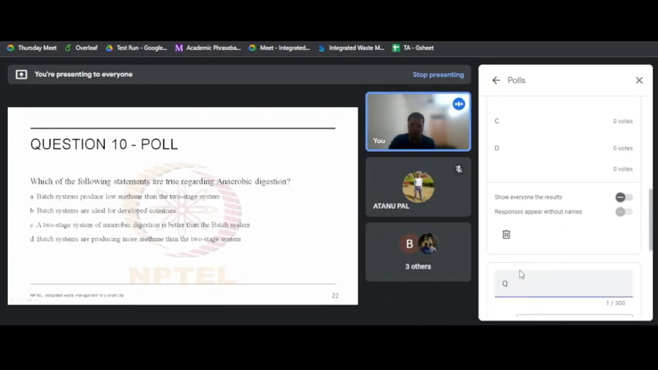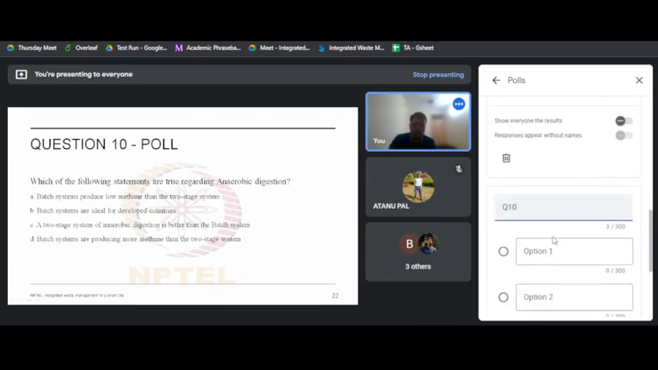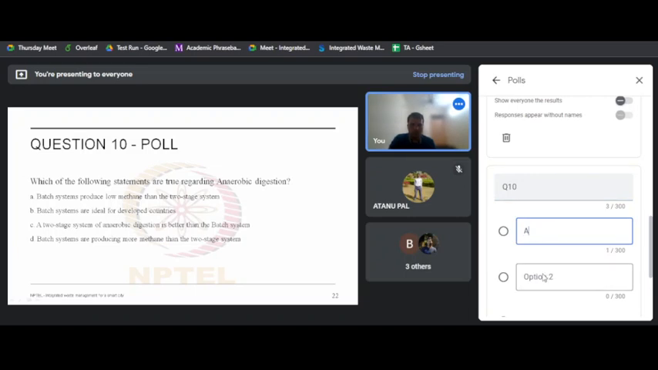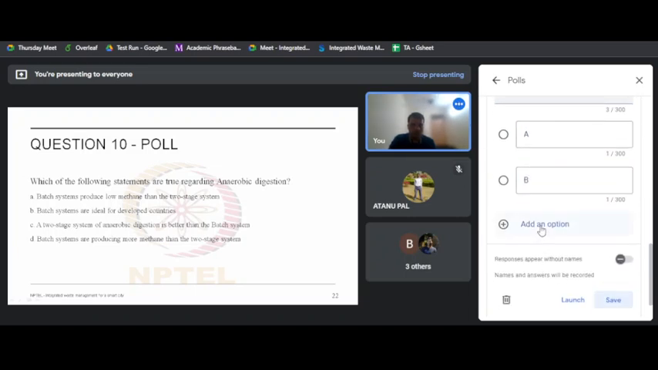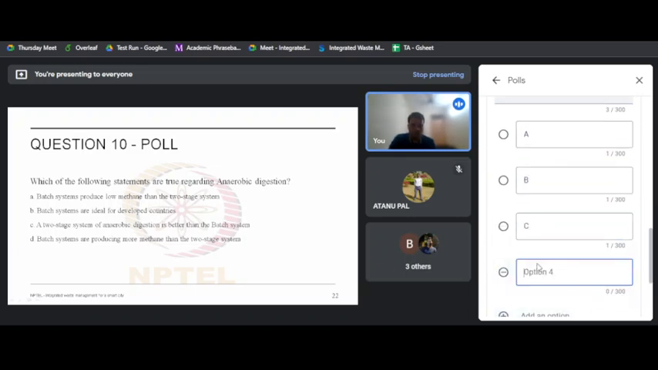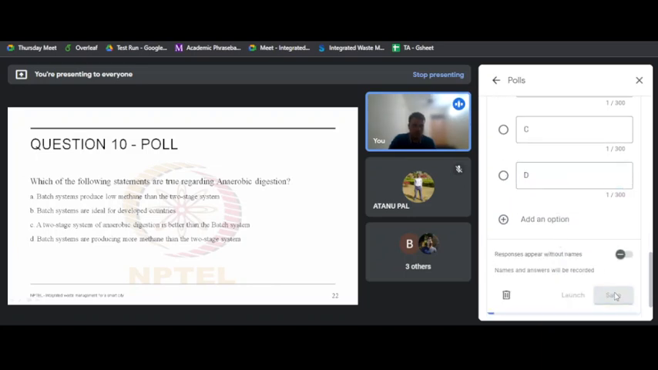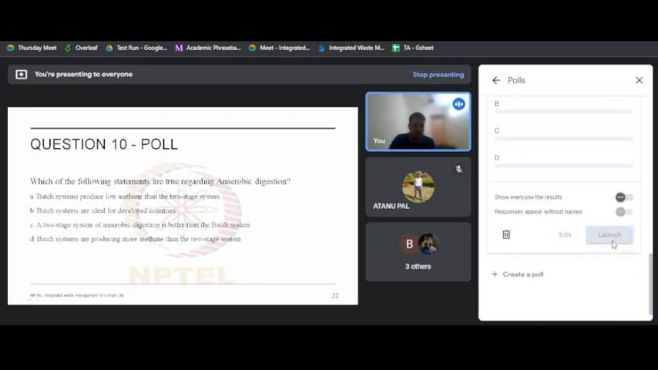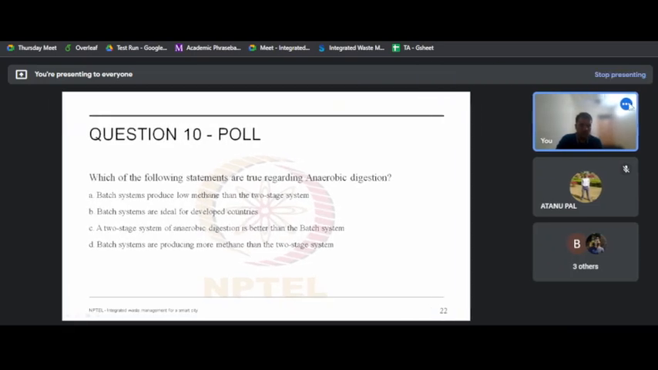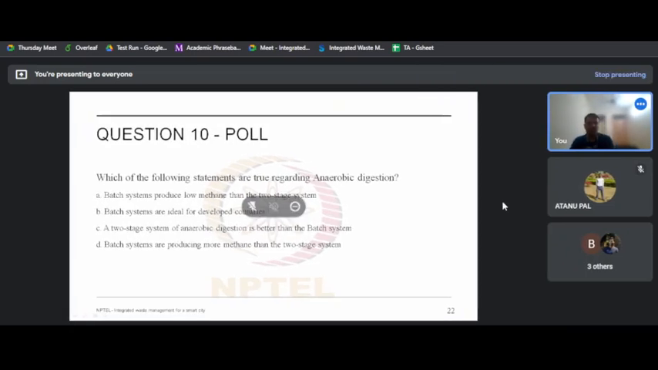So this is question number 10. I'll just give a hint. Here, 2 of the options are correct. So please answer. Even if you answer one, it's fine. Because it's a poll, we'll accept only one choice. I'll give you maybe 2 minutes for this, then we'll discuss the answer.